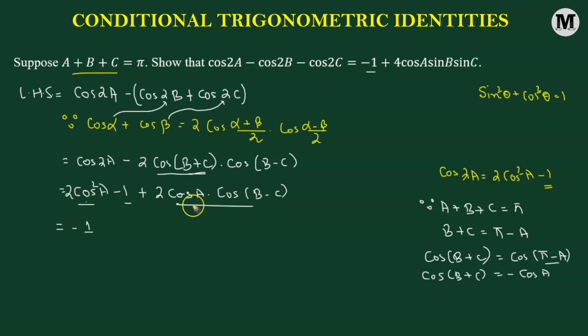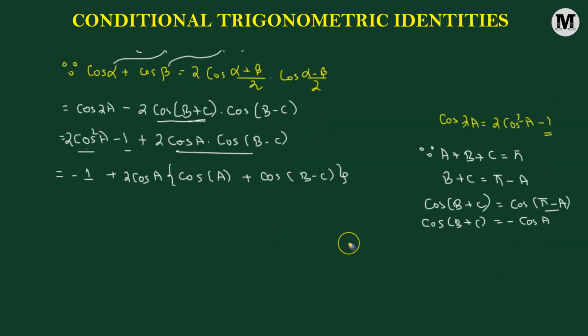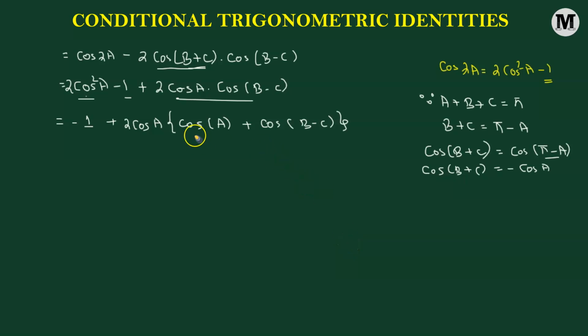Now from the first term and the second term, we're going to take +2 times cosine of angle A as the common factor, such that we now have cosine of angle A added to cosine of angle B minus C. Now the next task will be to combine these two cosine functions, but before that we will need to change this cosine of angle A to an angle which comprises of angle B and angle C.